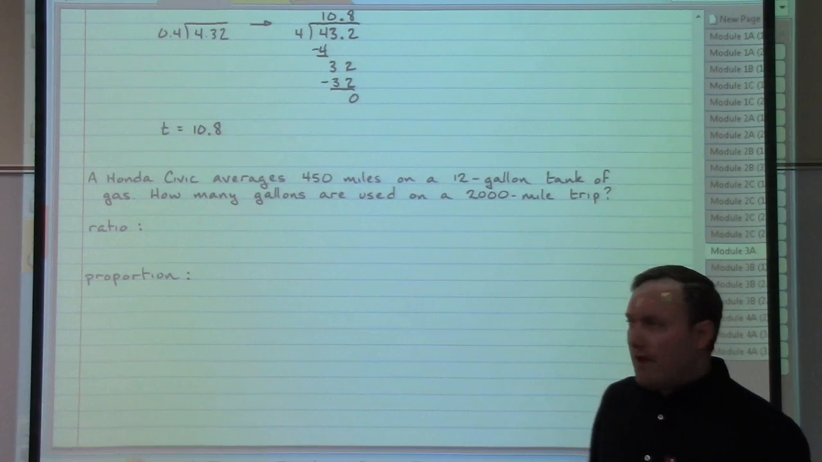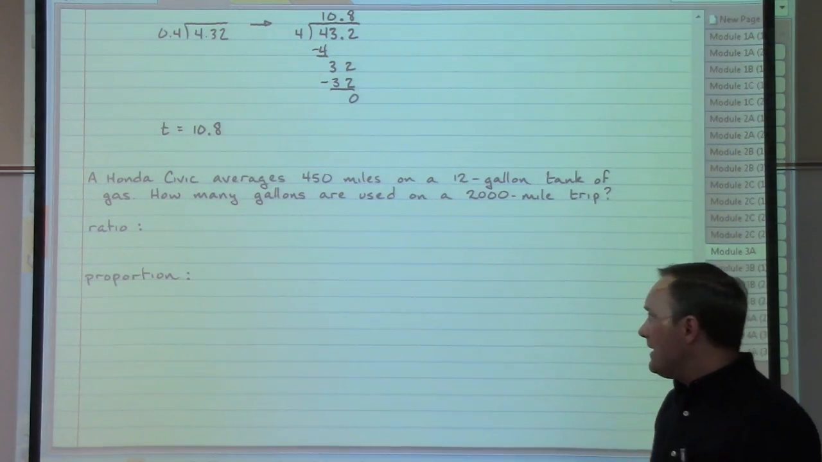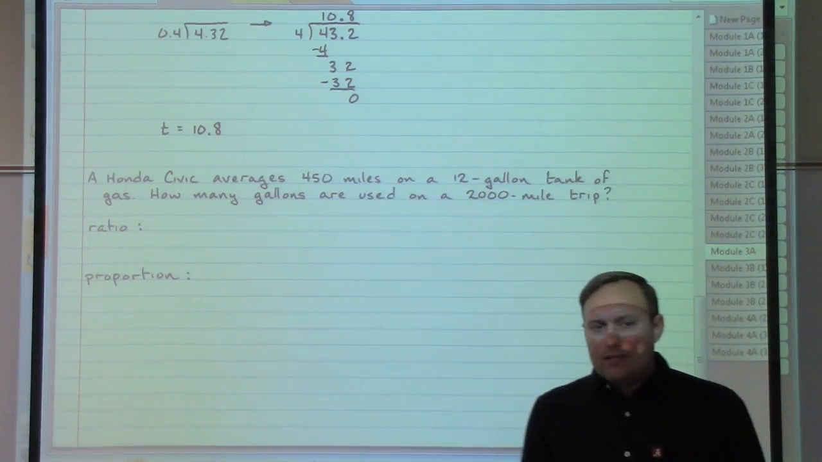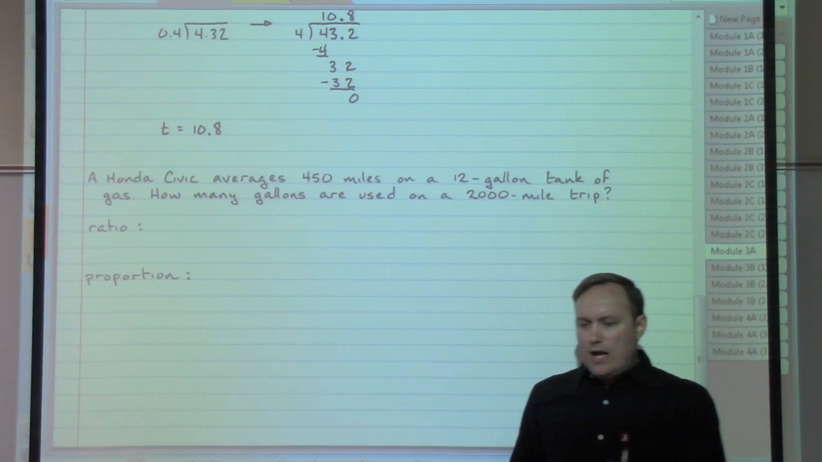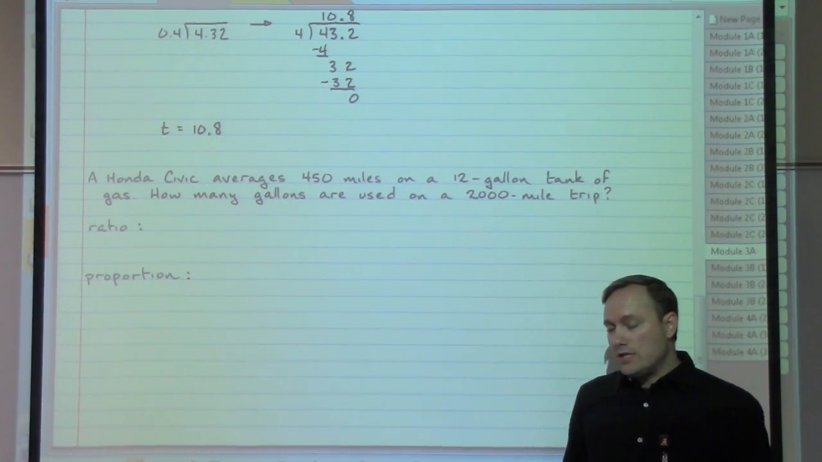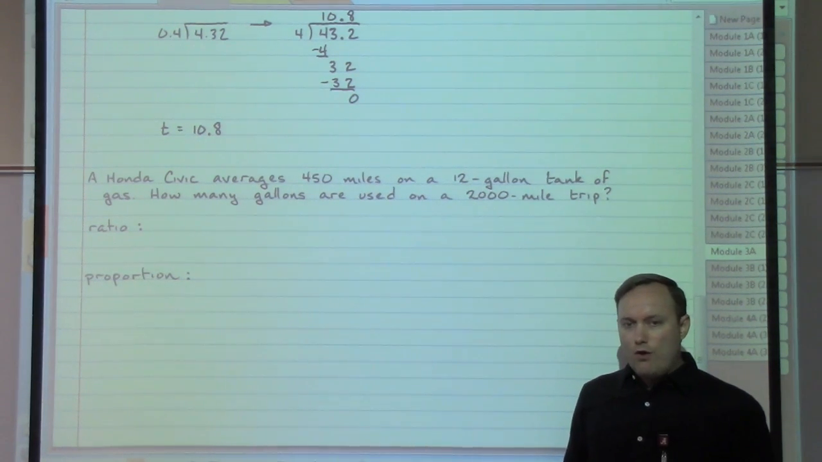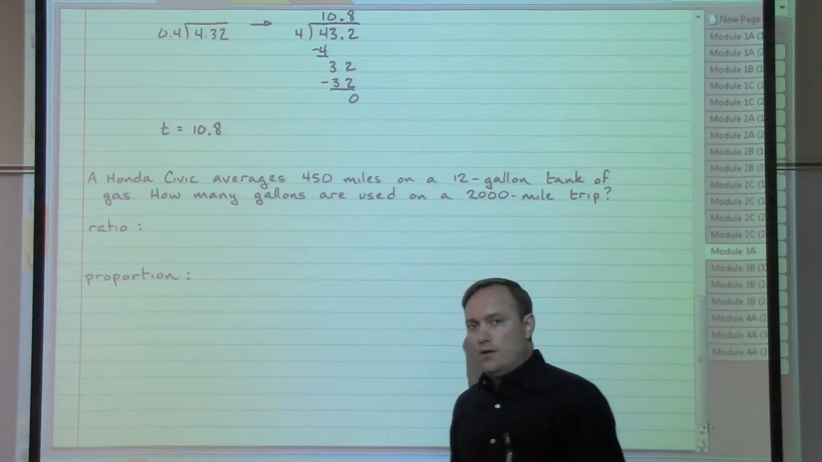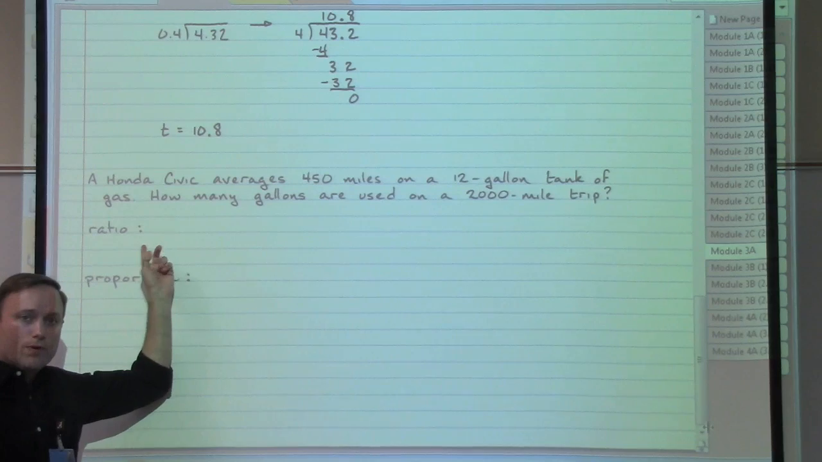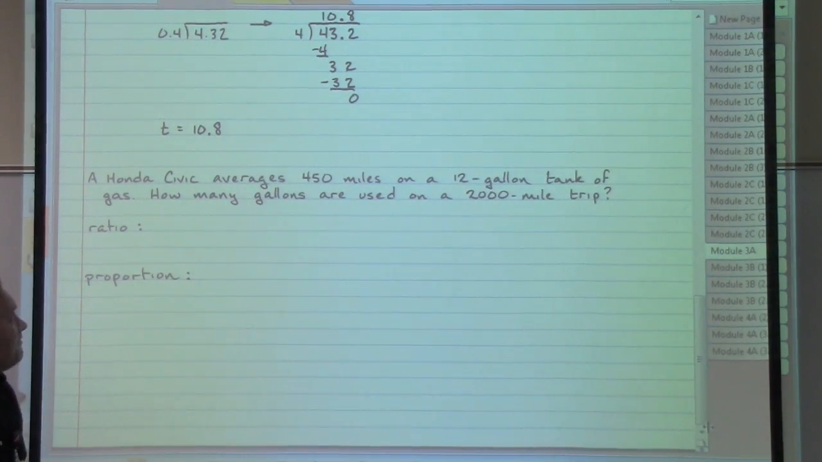We've got a car that averages 450 miles on a 12-gallon tank. We want to know how many gallons are used if we take a 2,000-mile road trip. One of the nice things about these ratio problems is usually either the first half of our first sentence or the entire first sentence itself is going to give us the two measurements that are involved in our ratio. They're not going to necessarily give us the ratio to begin with. So we might have to come up with the ratio ourselves based on the first sentence, either the whole thing or like half of it.